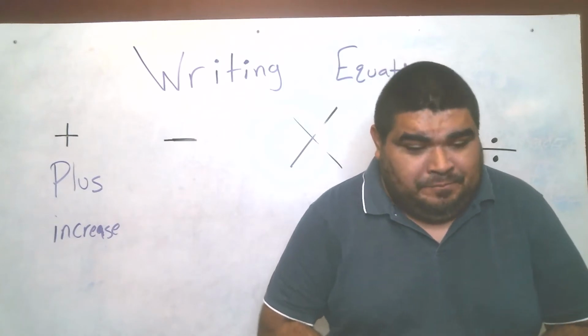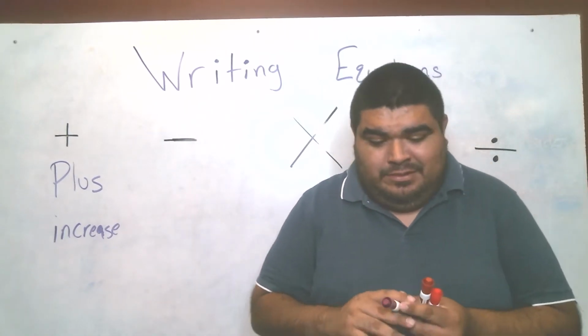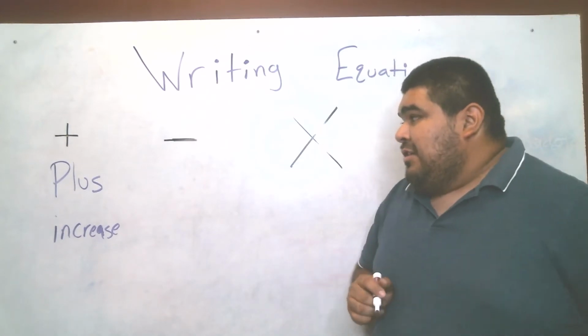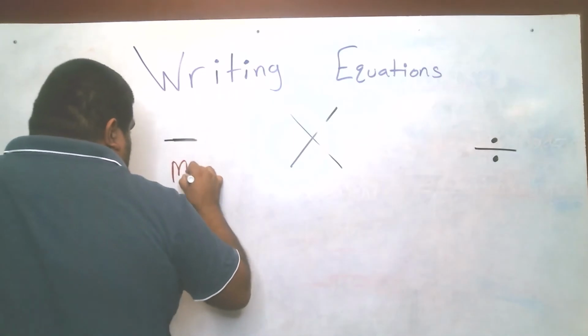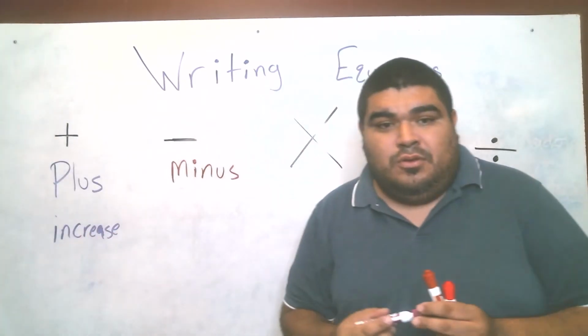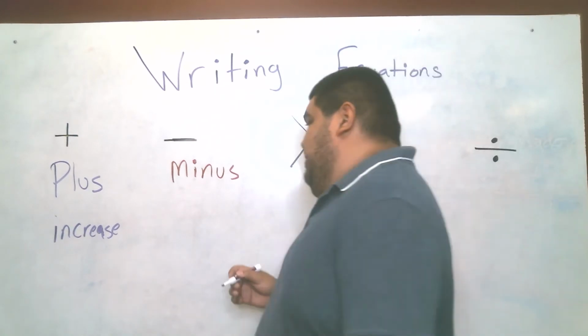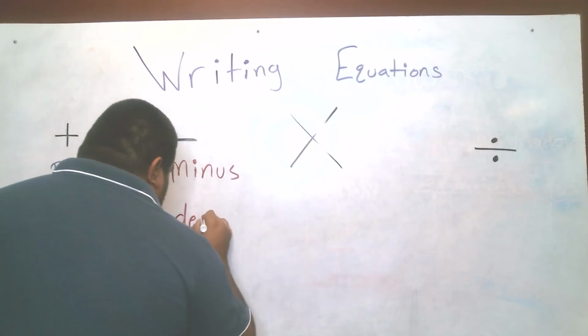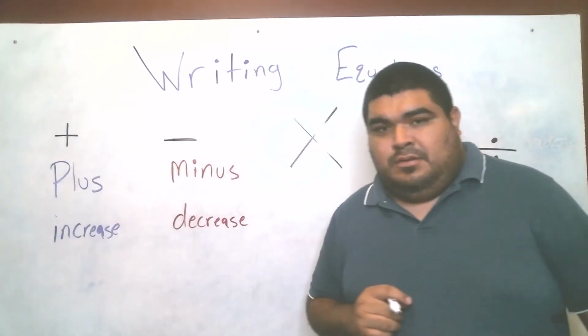That's all they're saying. Now we're gonna do some for subtraction. All right, for subtraction, we have minus. So one of the words you may see, minus. You might see decrease, okay?